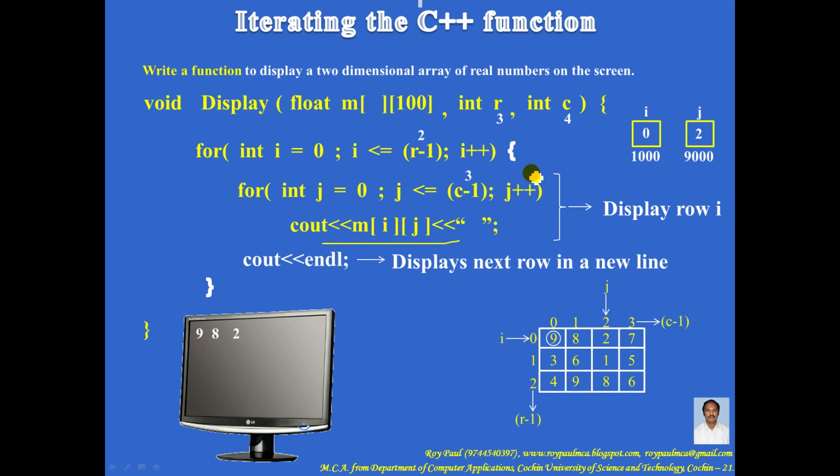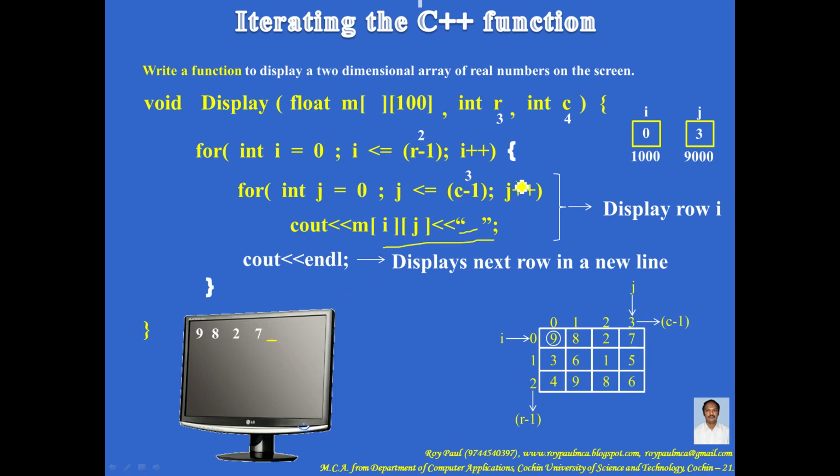Again after this J is incremented, J plus plus, 2 plus plus 3. So now your J becomes 3. Now after this condition check, 3 less than or equal to 3, condition true, inside. cout output operator M of ij. I is 0, J is 3, M of 0, 3. So this is M of 0, 3, this one. So 7 is displayed on the computer's monitor, and because of this space, one space comes.